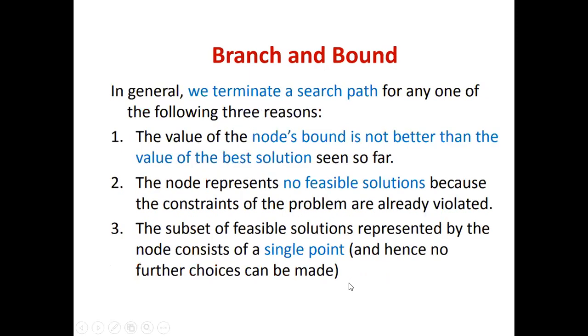Okay, so the next one is branch and bound. When will we terminate this branch and bound? There are three conditions based on which we are going to terminate a search path. What is the search path? It is very simple: in a state space tree, how are we terminating? That is what we are going to see now.